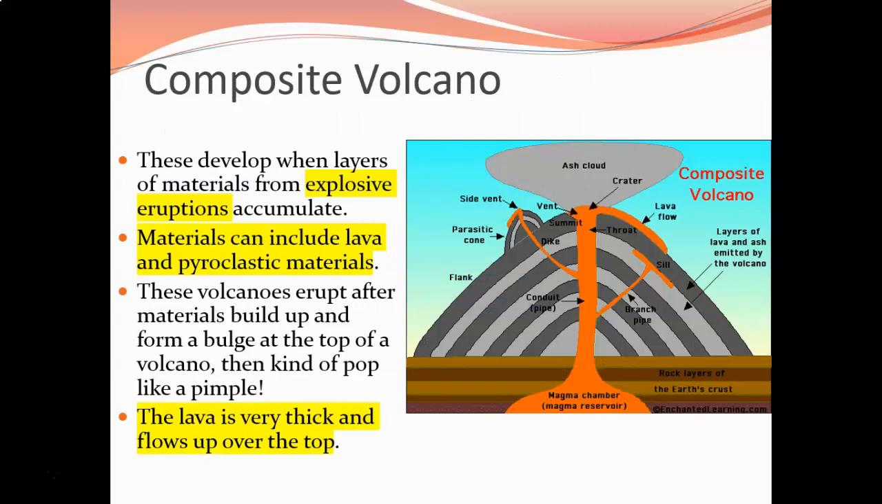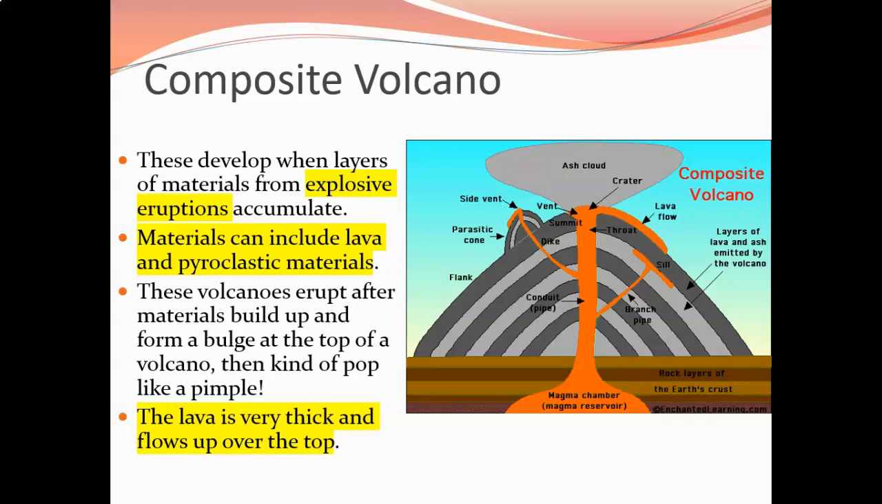All right, the last one we're going to look at today is the composite volcano. These develop when layers of materials from explosive eruptions build up, so composite volcanoes have very explosive eruptions. The shield volcanoes are not terribly explosive. They are just more easy flowing. The cinder cones are kind of explosive because the material shoots straight up in the air. So you have a couple here that are kind of explosive, both the cinder cone and the composite, the ones that begin with a C. I'm not sure that makes a difference, but I just observed that myself.